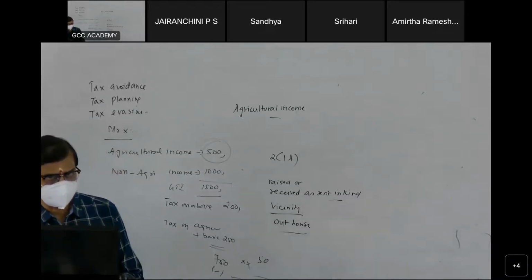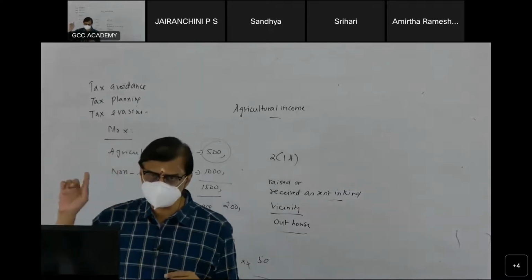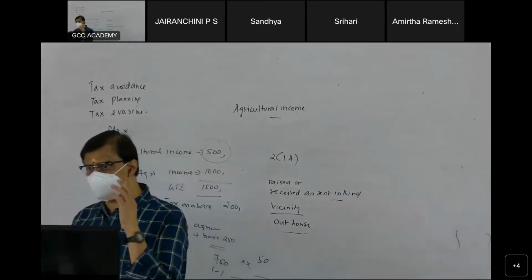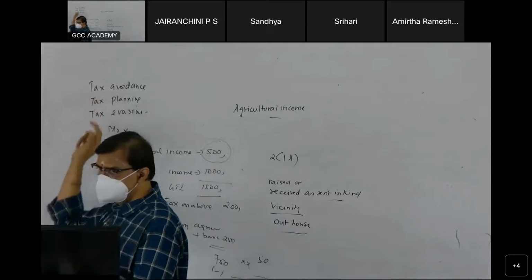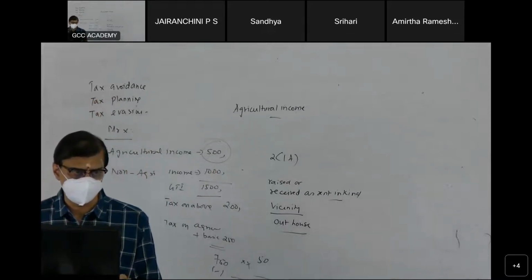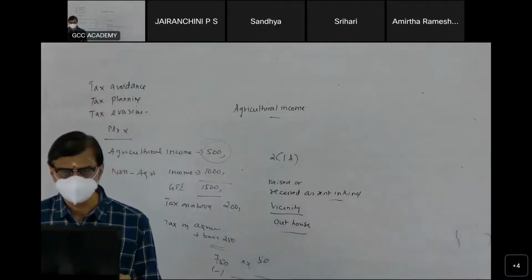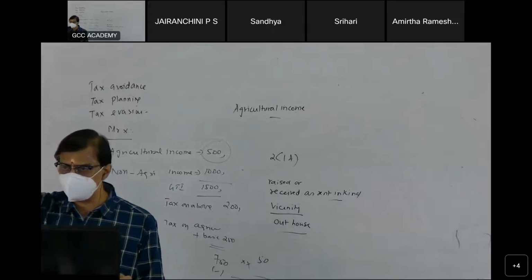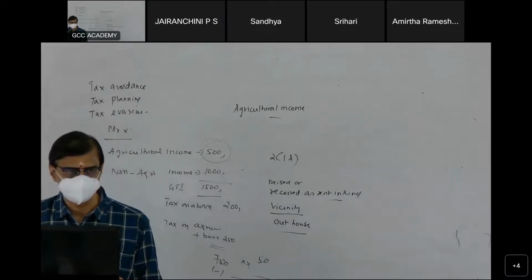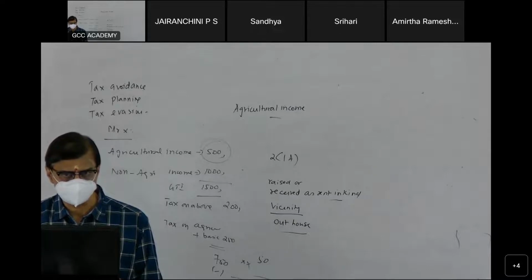Okay, let me not deviate, but I am giving examples for avoidance. So agricultural income is a very good example for tax avoidance. You can avoid your tax. I am working in World Bank. I get monthly 5 lakh salary. Is it taxable? No. Not taxable. Income from World Bank is not taxable.